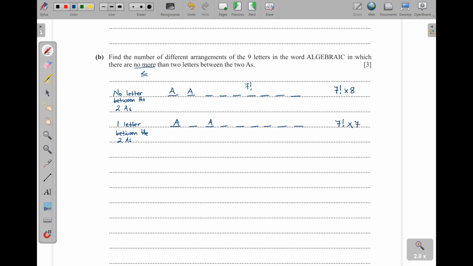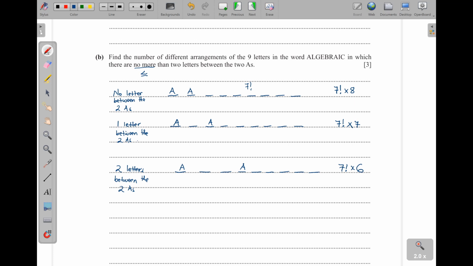And then how about when we have 2 letters in between the two A's? 1, 2, 3, 4, 5, 6, 7, 8, 9. I have an A and then an A here. Okay, again, the other letters will be arranged in 7 factorial ways. So this is 1. Okay, now shift it here. 2, 3, 4, 5, 6. Okay, so this will appear 6 times. So I will say times 6.